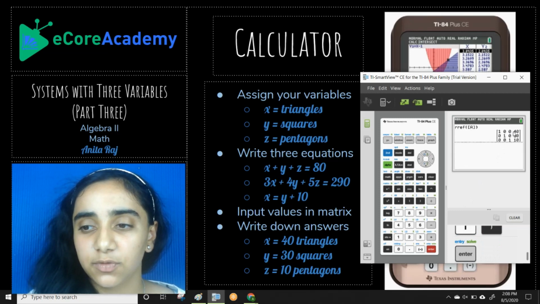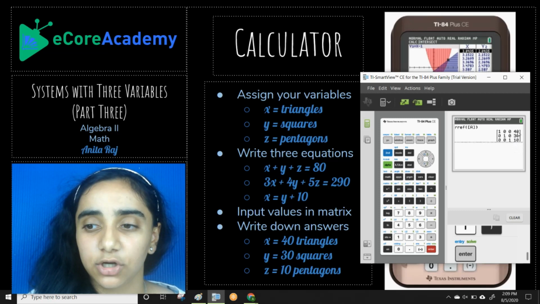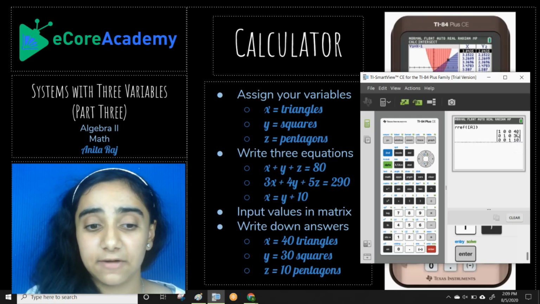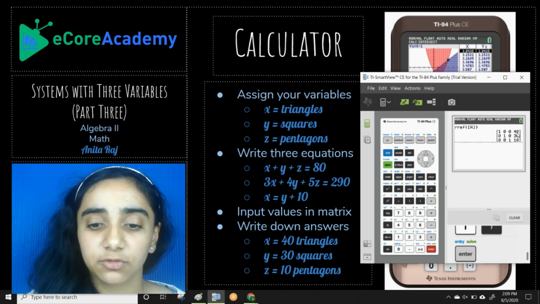So this, remember guys, is the last column. That's what you're looking at for your answer. So 40 is your x coordinate, then the y coordinate, and then the z coordinate. So it's written right down here on the screen. X equals 40 triangles, y equals 30 squares, and z equals 10 pentagons.